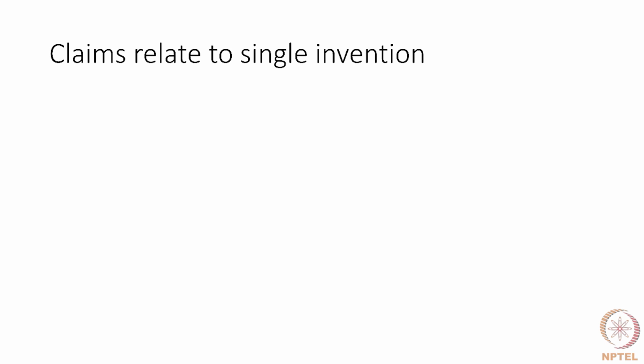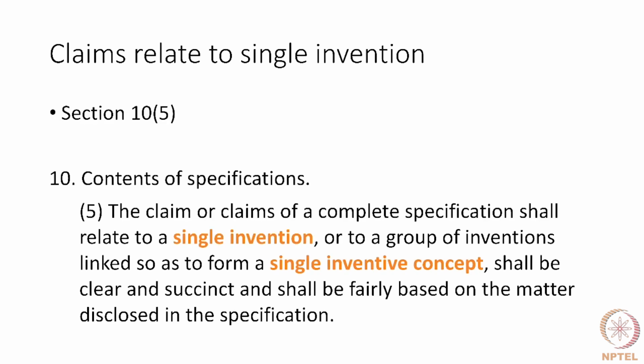Now, the claims should relate to a single invention. We get that from section 10(5) again, which states that the claim or claims of a complete specification shall relate to a single invention or a group of inventions linked so as to form a single inventive concept. Now, we'll just stop there. The claims should either cover a single invention. So, if there are multiple inventions, we had already discussed this, you should have multiple problem solution statements, which would lead to multiple independent claims.